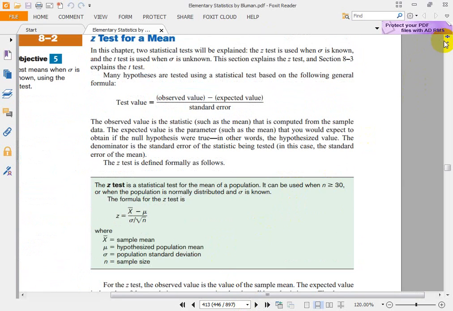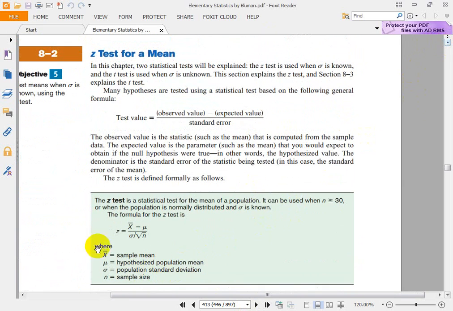Now we are going to discuss the Z test for mean. The Z test is a statistical test for the mean of a population. It can be used when the sample size is more than or equal to 30, or when the population is normally distributed and sigma is known. So that is very, very important.